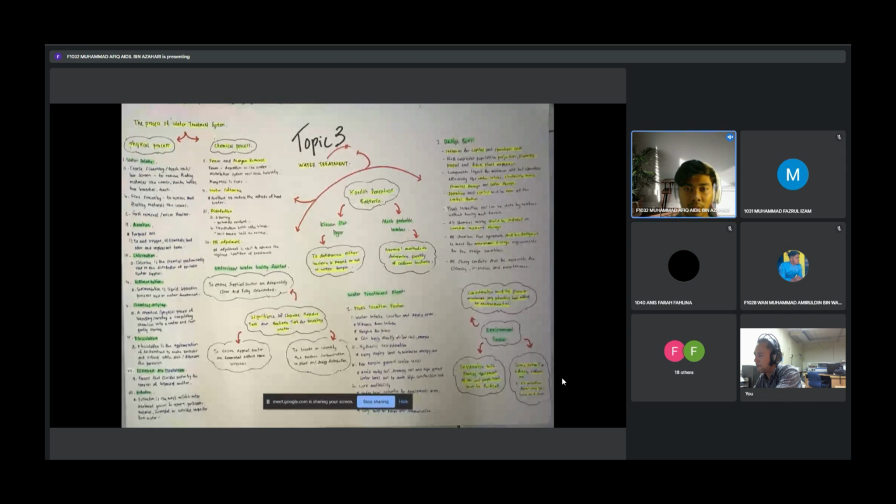Okay, untuk topik 3 iaitu water treatment. So the process of water treatment system kita ada dua, iaitu physical process and chemical process. Untuk physical process kita ada water intake, screens, principle of coagulation, mixing and flow collection, sedimentation and filtration. Untuk chemical process pula, kita ada coagulation, softening, iron and manganese removal, disinfection and miscellaneous.